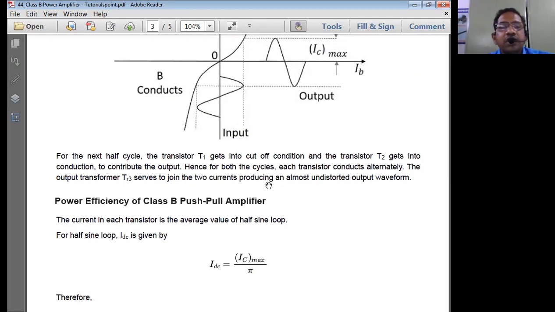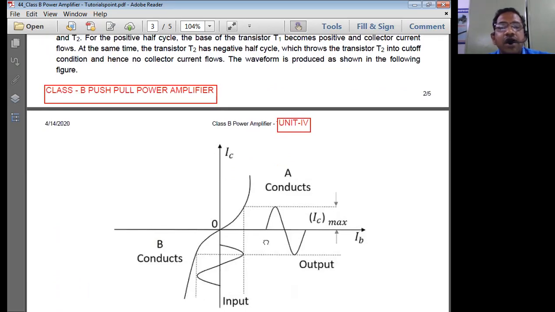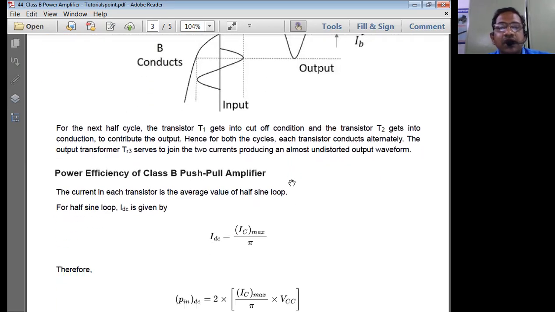Now, what is the advantage of push-pull? Once again, the efficiency. The push-pull power amplifier is going to provide us more efficiency than the transformer coupled class A type of power amplifier circuit. Now, we'll see in the next session the analysis of the class B push-pull power amplifier, where we get more efficiency than the transformer coupled class A power amplifier circuit.